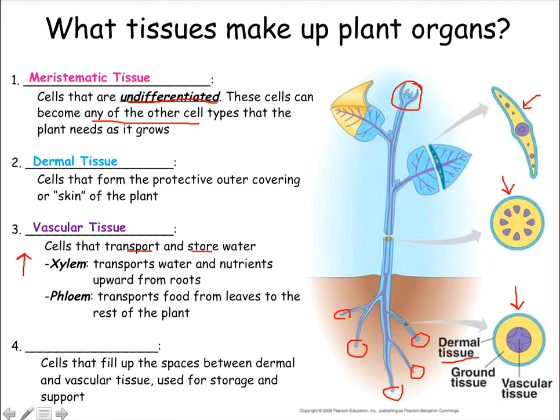In contrast, the phloem transports food from the leaves to the rest of the plant, and so this food, which is dissolved into water, is moving in more of a horizontal direction, back and forth like this.